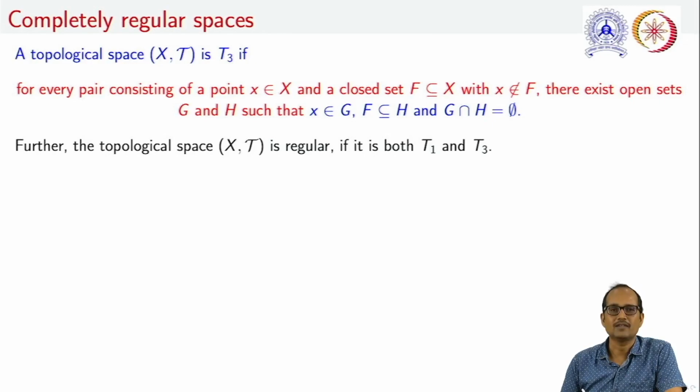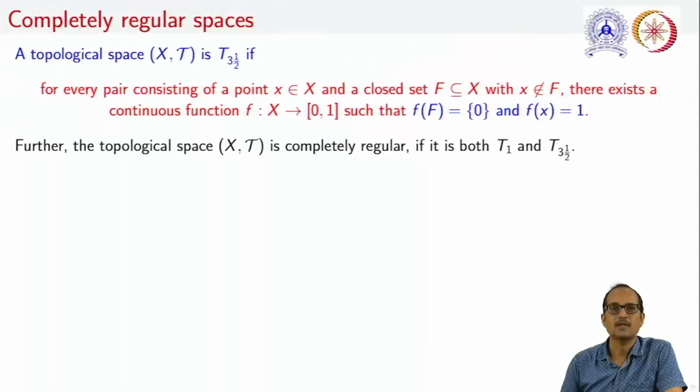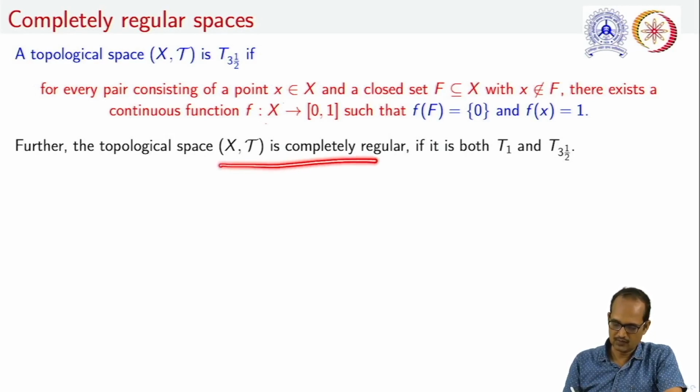The answer is not in terms of regular spaces, and that is precisely given in terms of completely regular spaces. Now let us see the concept of completely regular spaces. Similar to the concept of regular spaces and normal spaces, a topological space (X, tau) is completely regular if it is both T1 plus an additional thing, that is T3 and a half space.